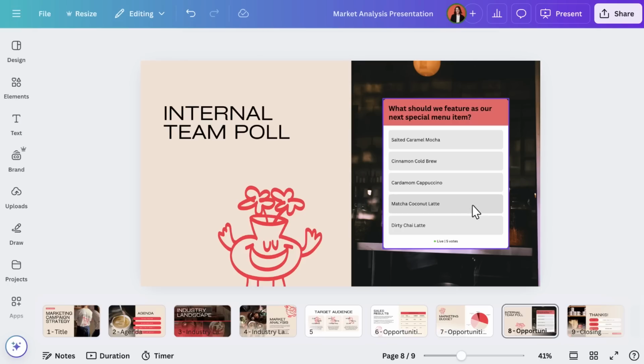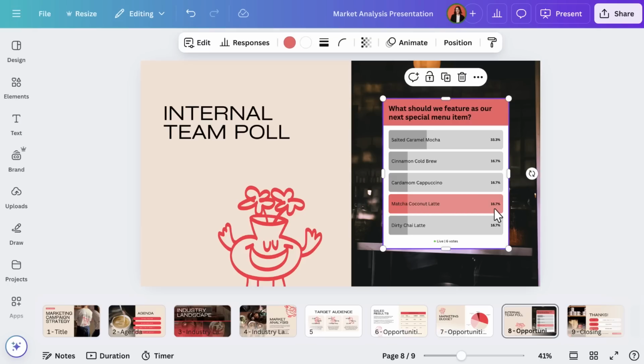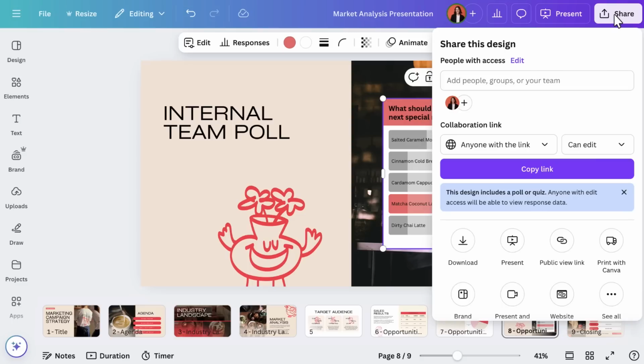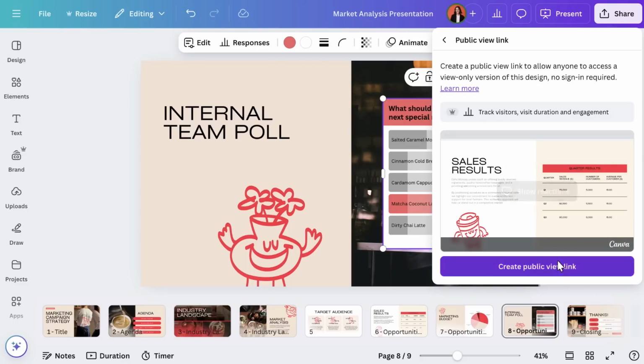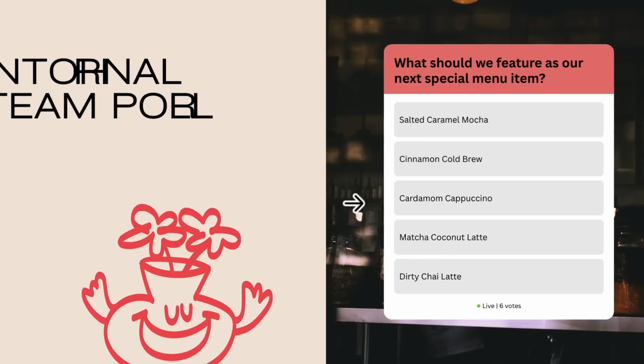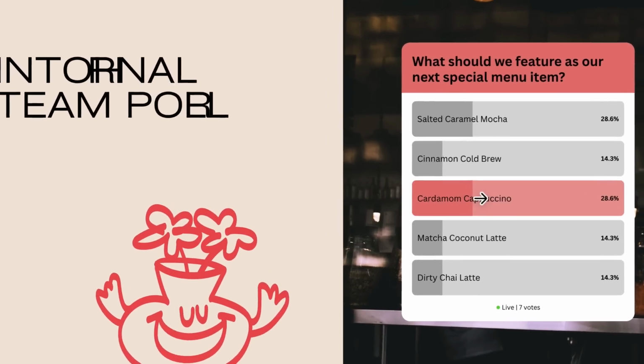Any of your team members who have access to this presentation can now select their response. They'll see live results as a percentage once they've made their choice. Or you could create a public view link like this and send people the link. When they visit it, they can choose an option even if they aren't logged into Canva.